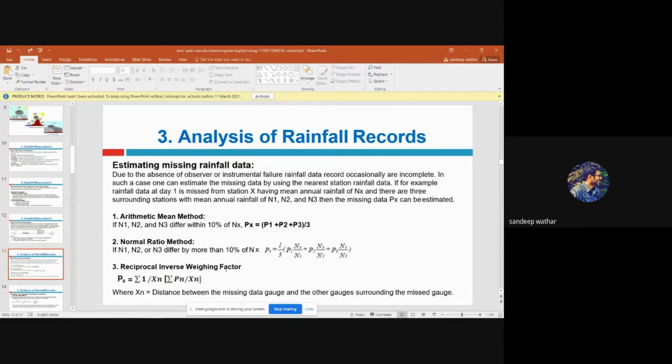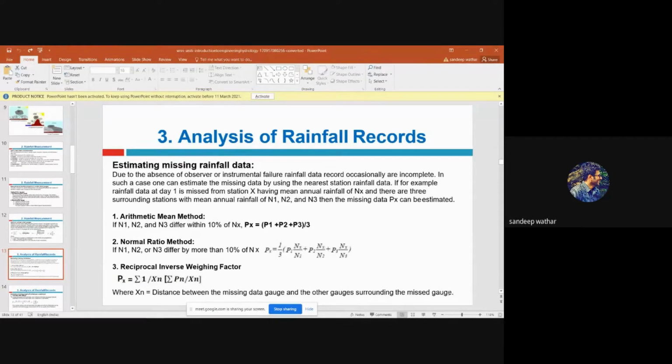Now, similarly, there is the reciprocal inverse weighing factor, and this is the equation which is being used. Xn is representing the distance between the stations, in order to include the spatial changes that happen. For example, if one rain gauge station is Bhutnar tank and the other rain gauge station is somewhere in Indy, I'll calculate the distance between them, and I'll call it Xn. Xn is representing the distance between the missing data gauge and other gauges surrounding the missed gauge.